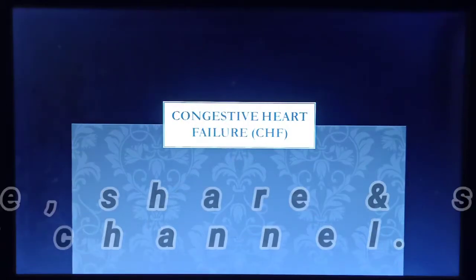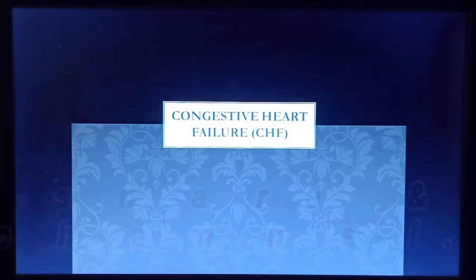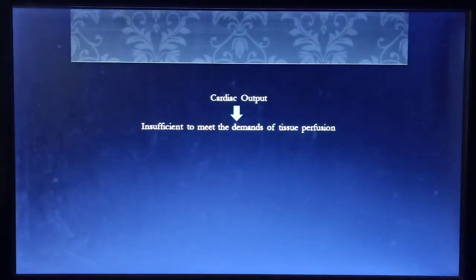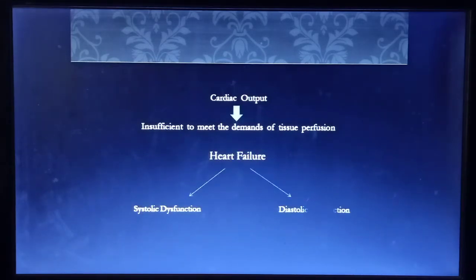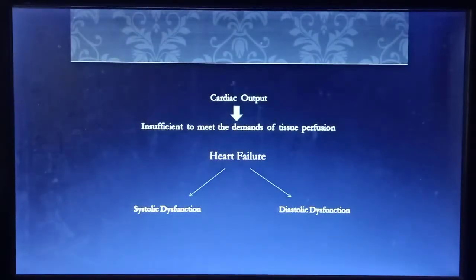Okay, let's quickly move to congestive heart failure, CHF. Let's see what congestive heart failure is. Congestive heart failure means the cardiac output is insufficient to meet the demands of tissue perfusion. Heart failure may occur due to systolic dysfunction or diastolic dysfunction. Let's see the systolic dysfunction first.